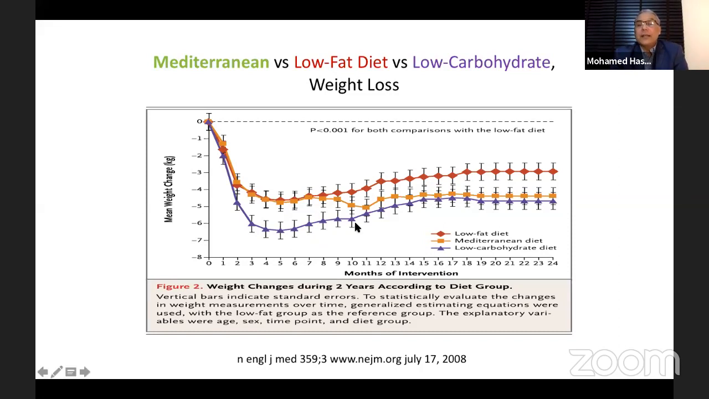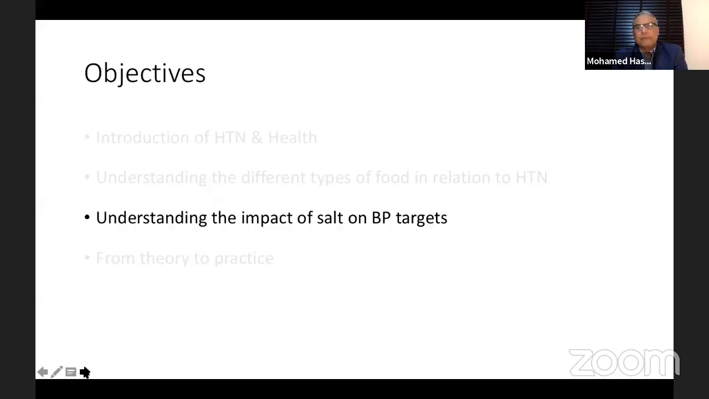Not in the beginning. The low-carb is the best initially, but on the long term, because low-carb is difficult to sustain. As you can see, some people do it and then it weans off, while the Mediterranean diet is sustained because it's a type of food that you can have for life.